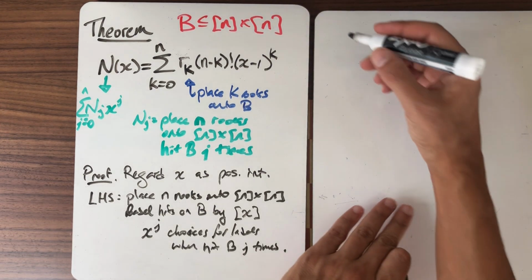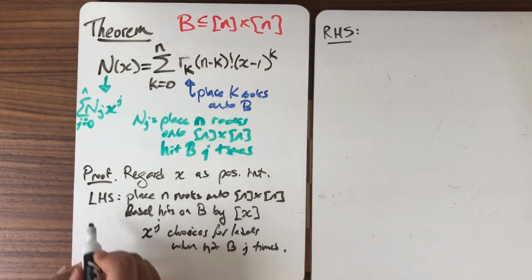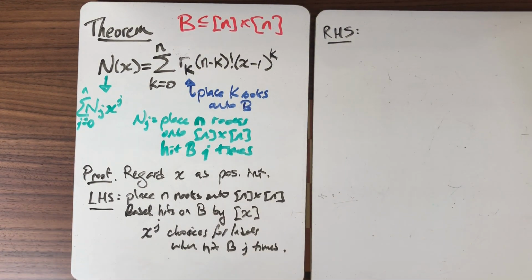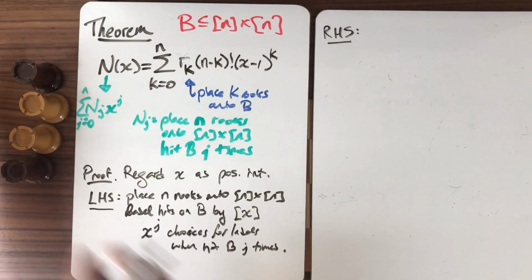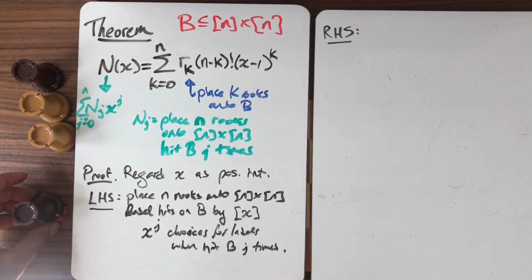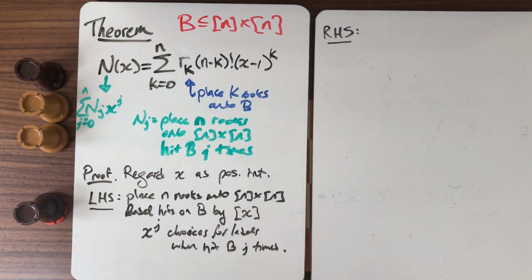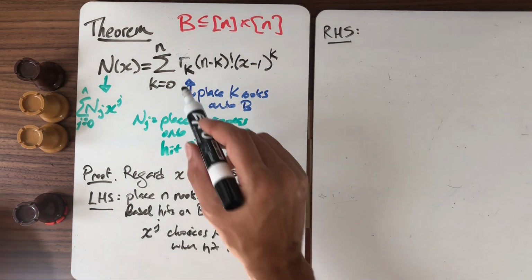I need to show how the right-hand side counts the same thing, but of course we're going to count it in a different way. But that's what I'm going for. I'm thinking of it as the chess pieces that hit B. So anything that hits B is going to get a label, and anything that doesn't hit B doesn't get a label. And the labels come from numbers 1 up to x. x is a number in this paradigm. So think about it this way.